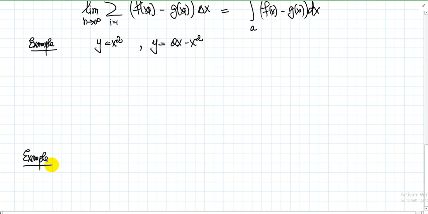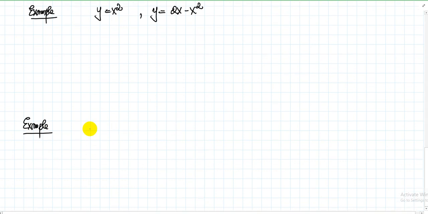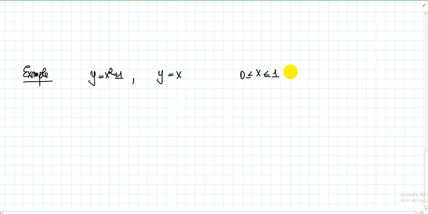Example. So let's say y is equal to x squared plus 1, and y is equal to x. We need to find the area between these two curves when x changes from 0 to 1. Okay? So first of all, we need to draw the two curves, right? So let me draw the curves.